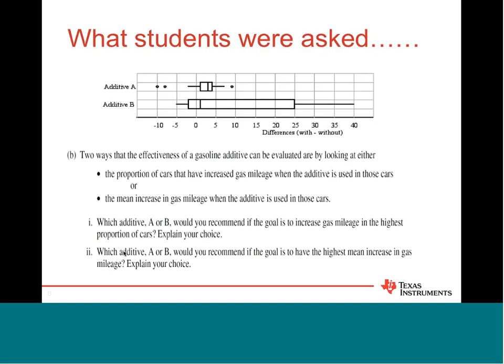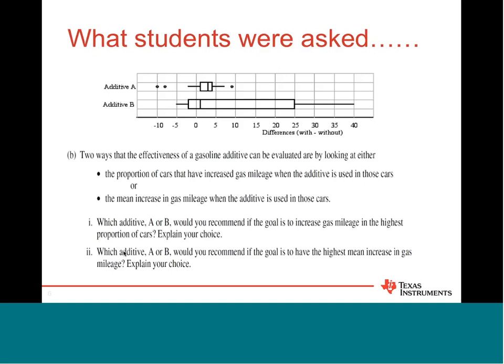In part B, it says two ways that the effectiveness of the gasoline additive can be evaluated are by looking at either the proportion of cars that have increased gas mileage with the additive or the mean increase in gas mileage with the additive. So Roman numeral 1 says, which additive, A or B, would you recommend if the goal is to increase gas mileage in the highest proportion of cars? Explain your choice. Now that's the key there, explain your choice.